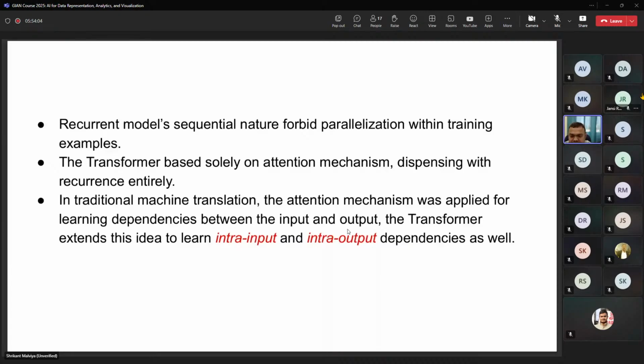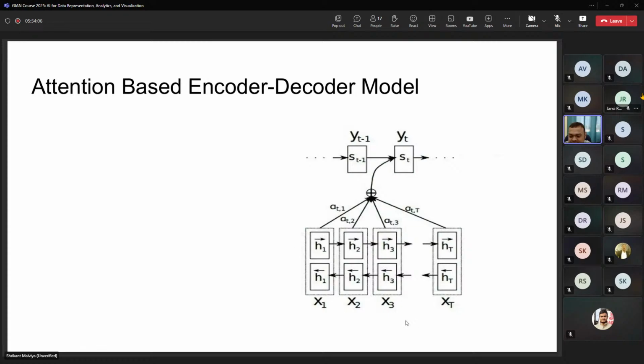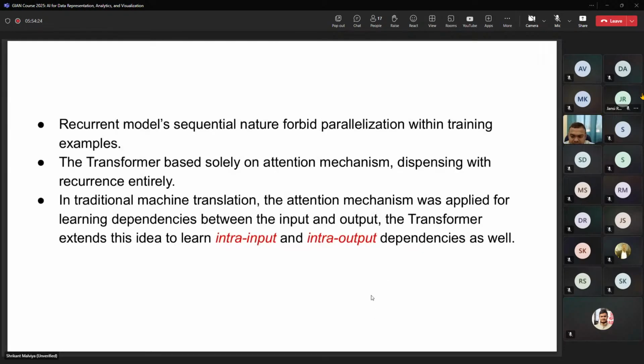For example, just in the previous diagram here, for the given input sequence, although it is applying the attention mechanism, still it has to process the sequence one by one. It has to go by the sequential process one by one.